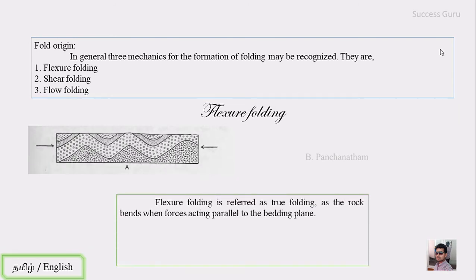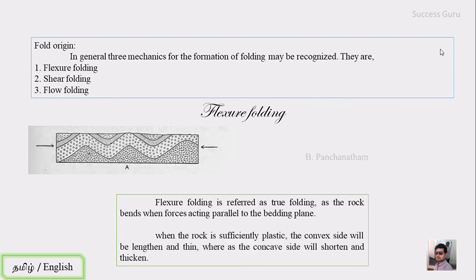When there is horizontally stratified strata, that is a sedimentary basin, and forces act parallel, that is layer parallel compression, a flexural fold is formed. The flexural fold is referred to as the true folding because it is the actual bending of rocks due to compressional forces acting parallel to the bending plane. When a rock is sufficiently plastic, the convex side of the rock will be lengthened and thinned, whereas the concave side will be shortened and thickened.